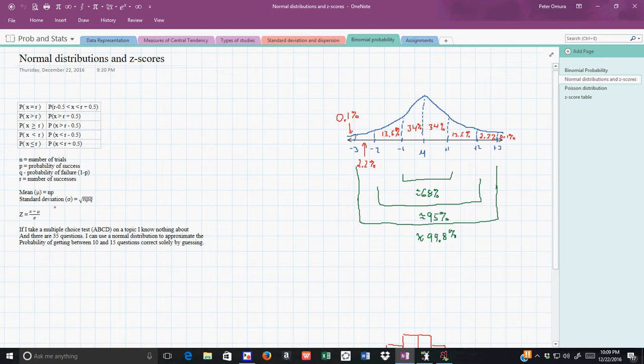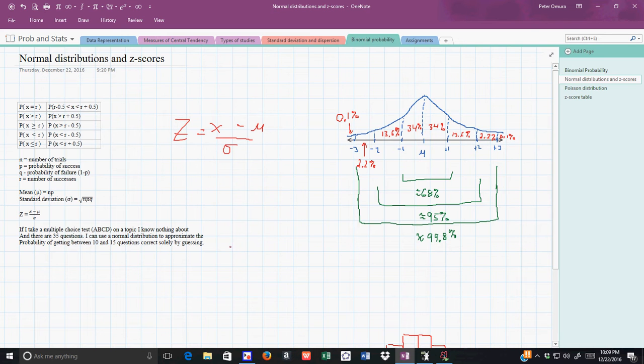And then to find the z-score, you use z equals x minus your mean divided by the standard deviation. I'll write that real quick. Z equals x minus your mean over the standard deviation.